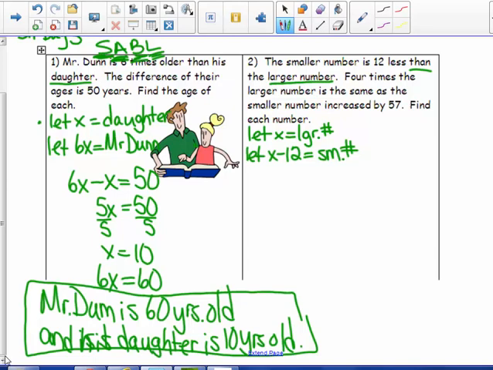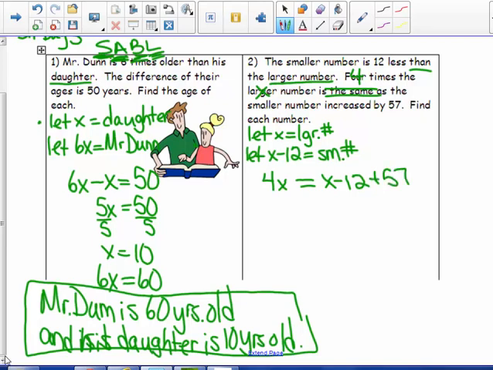Now, 4 times the larger number is the same as the smaller increased by 57. Find each number. 4 times the larger. Look at your let statement. The larger I called x. So 4 times the larger, 4x, is the same as, that's the equal sign, so you'll see me write the big equal sign over the words, is the same as the smaller number, which I called x minus 12, increased by 57.